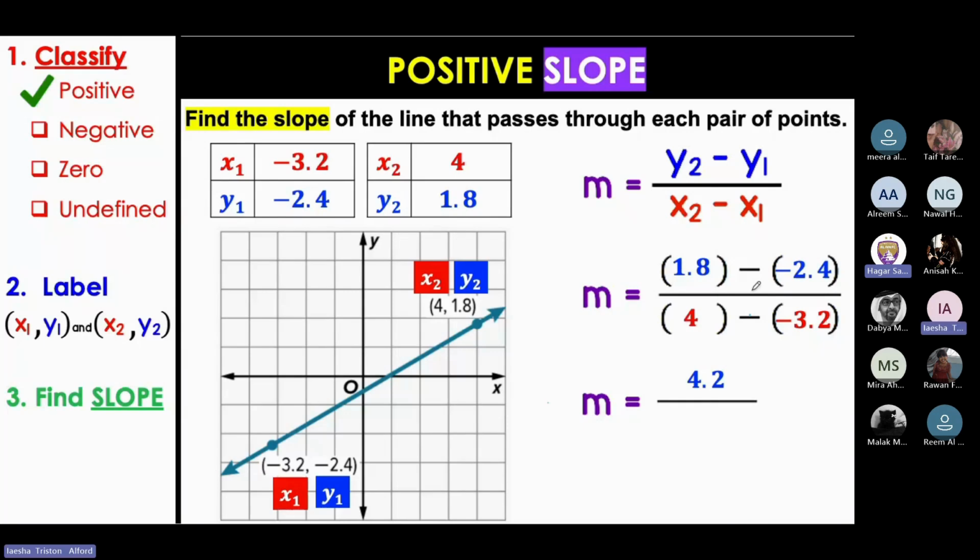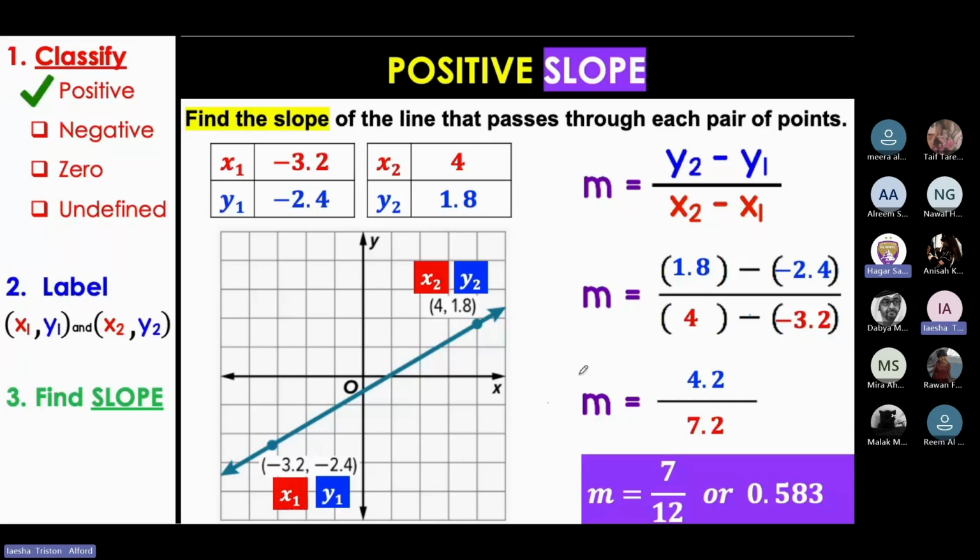Okay, the bottom, 4 subtract negative 3.2. 7.2. Good. Now divide them. You should get 7 over 12 or 0.583. This is a multiple choice question, so you will see if they want the fraction or the decimal for the answer, right? Yes. Okay.